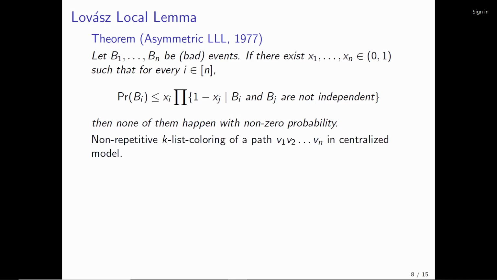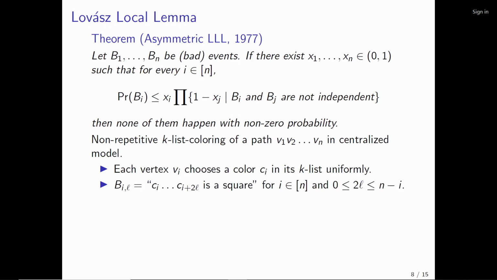Let us try to see how we can use this in our problem. For non-repetitive coloring or square-free words, first, you just do a very naive choice. Take your list of colors and just take one uniformly at random. What can go wrong? The thing that can go wrong is that, of course, you created a square. So I'm going to define this collection of bad events, B_{i,l}, and what I'm going to say is that there is a square that starts at index i and is of length 2l, because the square is a repetition of a word.